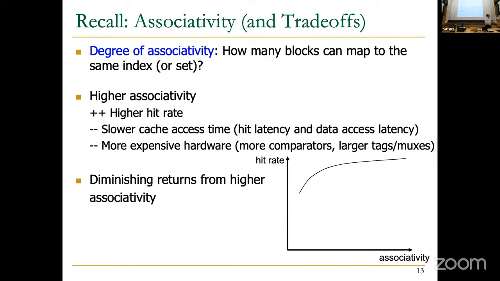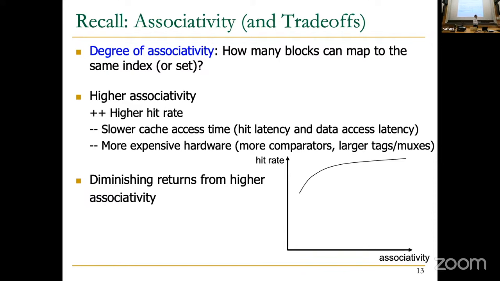And also, as we will see today, as you make your caches more highly associative, you need to manage the cache in a more complex way, because a block can map to any location in the cache, and many blocks contend for those locations in the cache. Let's assume that you have 1 million locations in the cache.